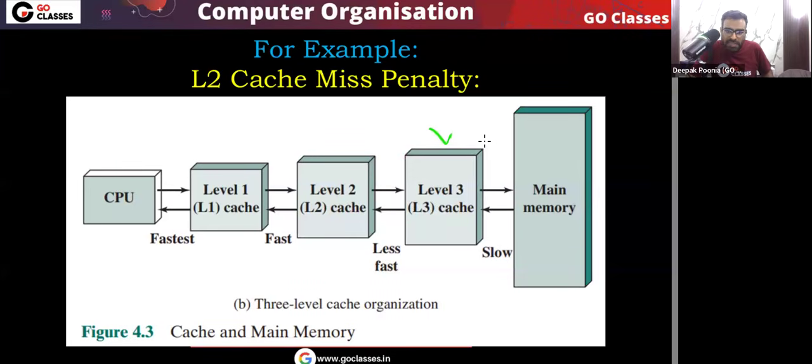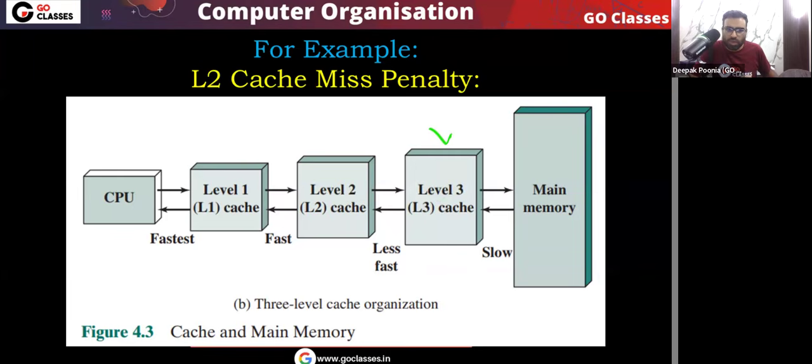So the penalty is simply the L3 cache access time. But remember, if there is an L3 cache miss also, then we also have to access the main memory. So the L2 cache miss penalty will be a formula. What will be the formula? When there is a miss in the L2 cache, then always we have to access the L3 cache. So I can say L3 cache access time plus the miss rate of L3 cache multiplied by the access time of main memory. I hope you understood. If you did not understand, don't worry. We are going to see the formula.